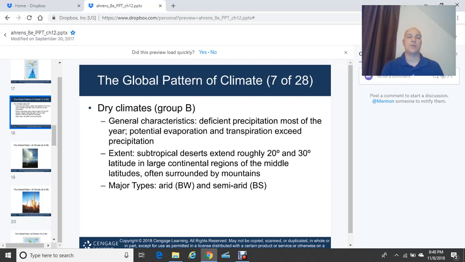The extent we typically have in Group B, the dry climates, we typically find subtropical deserts, which extend roughly between 20 and 30 degrees latitude in the large continental regions of the mid-latitudes, and they're often surrounded by mountains. So when you think of dry climates Group B, think of that area where they have subtropical high-pressure systems, the vertically sinking air. As the air sinks vertically, it dries out and warms, and you get some of the largest deserts of the world. The major types of dry climates, the Group B climates, are the Arid, the BW climate, and Semiarid, the BS climate.